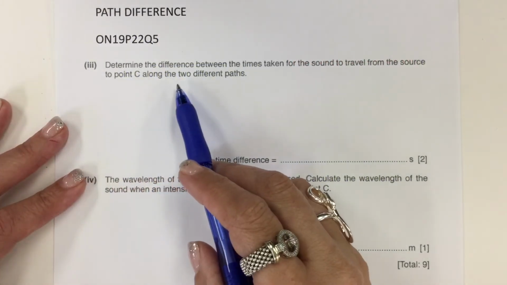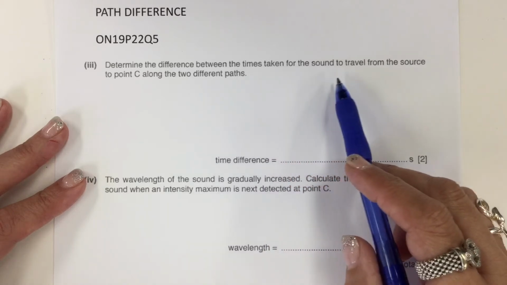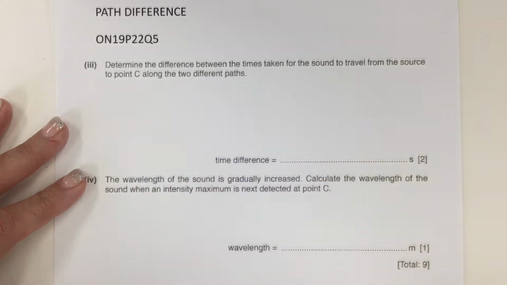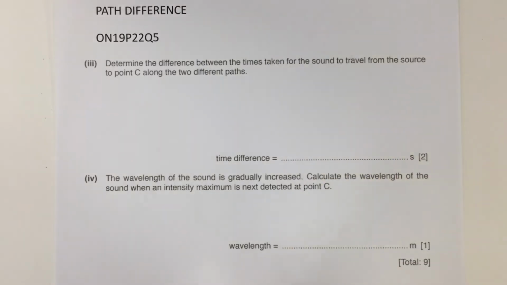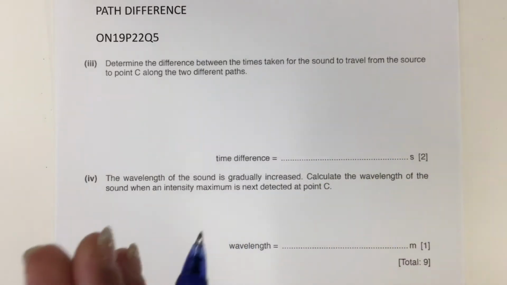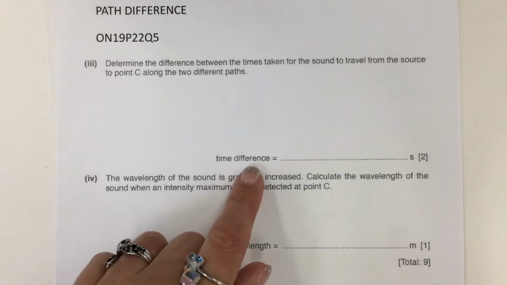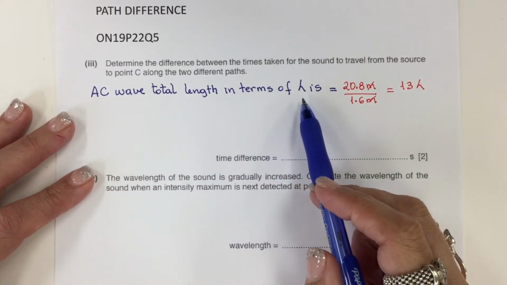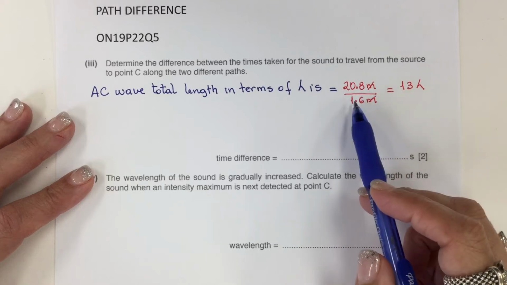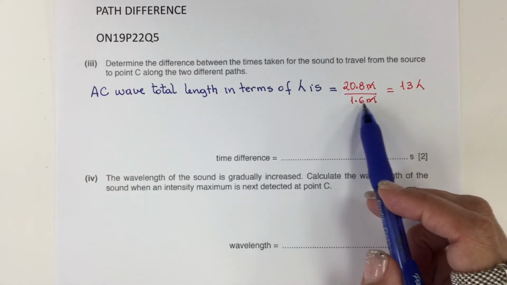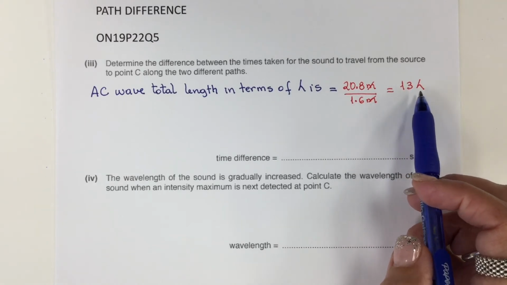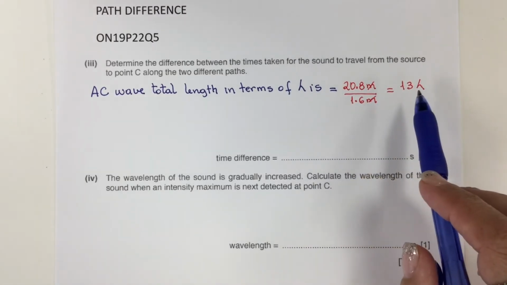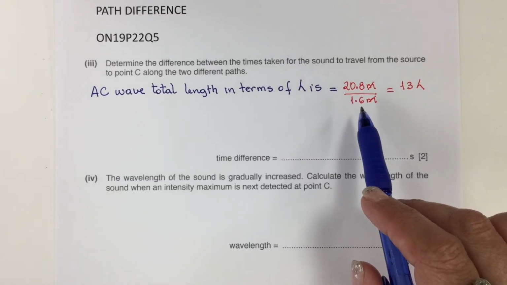Question III, determine the difference between the times taken for the sound to travel from the source to point C along the 2 different paths. In other words, what the question is asking, to convert the path difference in meter to the time difference in seconds. AC wave total length in terms of lambda is 20.8 meter by 1.6 meter, which is 13 lambda, which means this length, 20.8, is 13 times the value of one single wavelength.